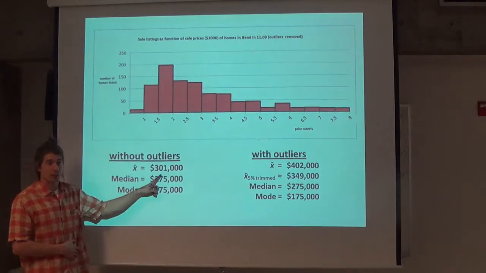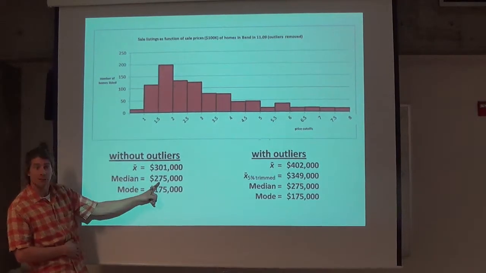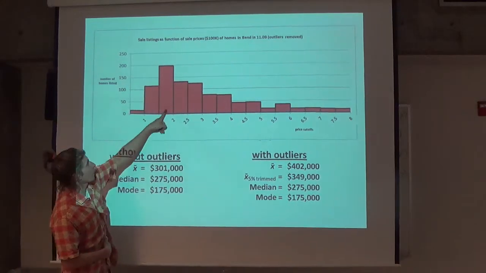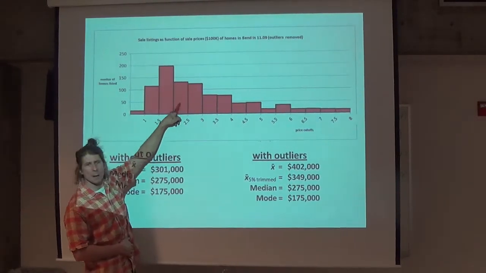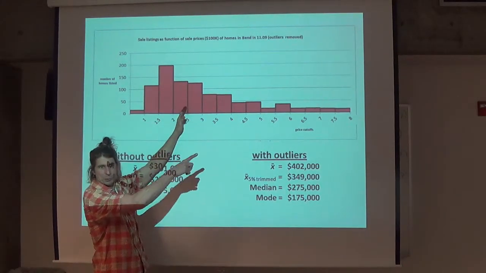So the mean was $300,000 at that point, just with this data set. The median was 275, and the mode was 175. So there's your high bar, 175. 275 is this guy right here. There's your median. The median's a little bit to the right of the mode, only because you've got that tail that you're dealing with. You have to chop all that.